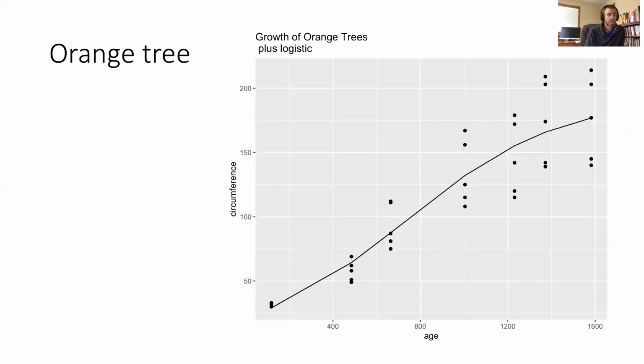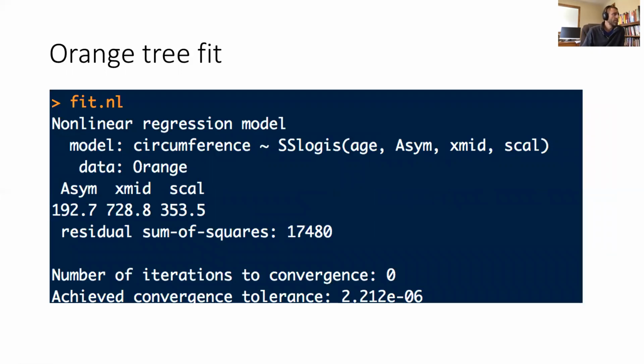So this is what it looks like, our logistic function fitted to the orange trees. When we look at the object that we get from R, in this case, we have estimates for our parameters. There's 192, 728, and 353, which are actually parameters that have interpretation. The asymptote is 192 centimeters, at which we think that those orange trees reach their asymptote growth. The X midpoint is the number of days when half of that maximum growth is attained. And the scale in this case can be interpreted as the number of days between when the X midpoint happens, the 728, and when we achieve about 75% of the maximum growth.